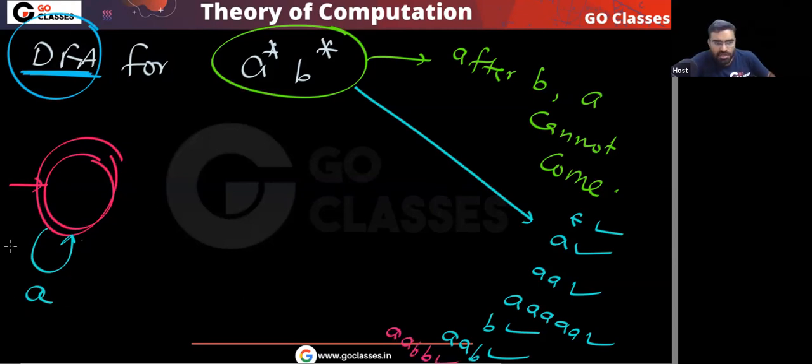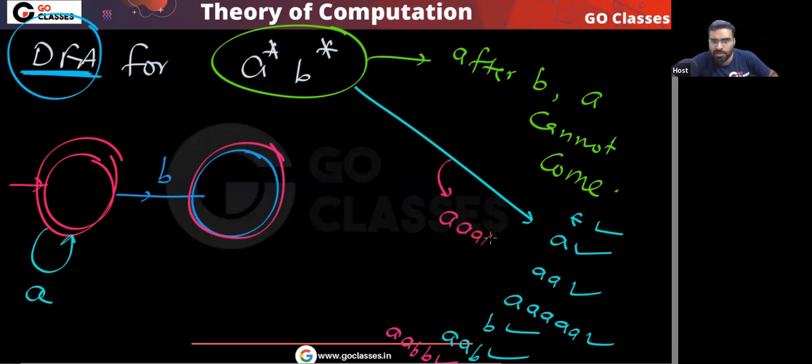Now you can notice if A's are coming, no problem. If B is coming, I will accept, because you can notice these strings I need to accept. For example, this string should be accepted. So these strings should be accepted. Now in this state, if B's are coming, I should accept.